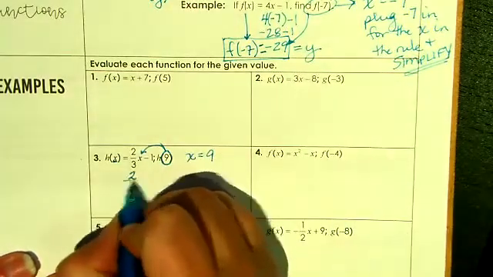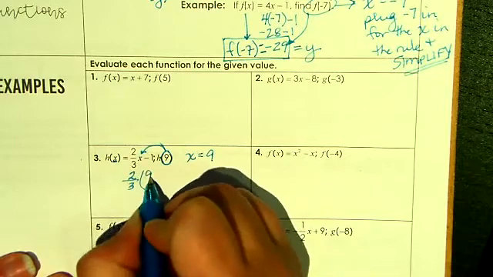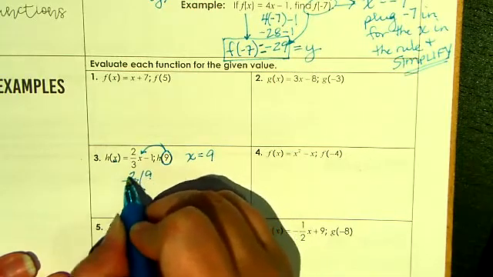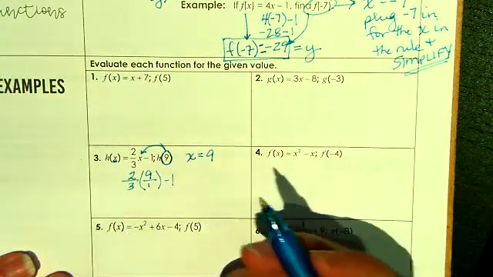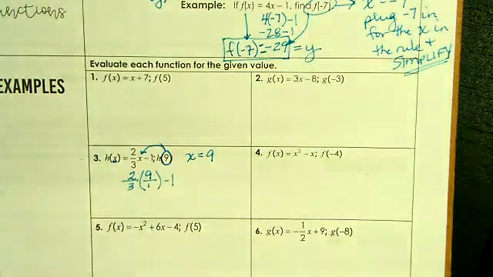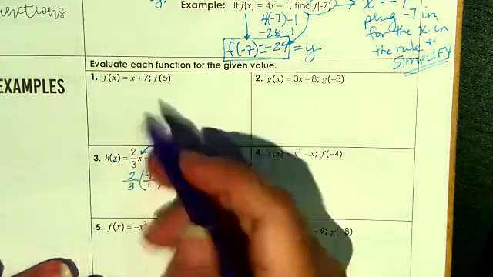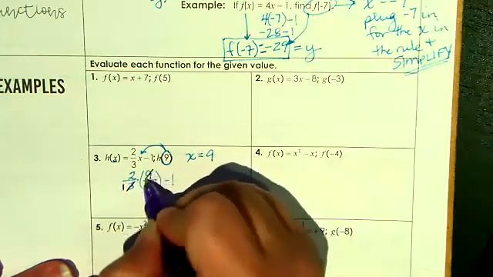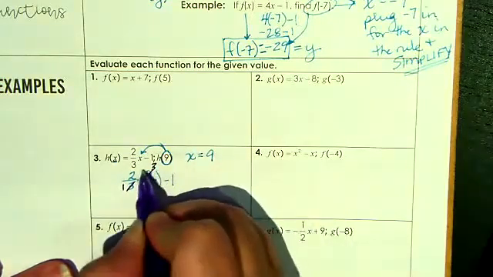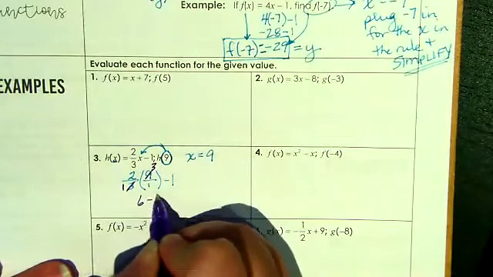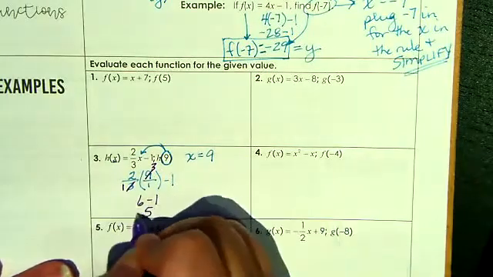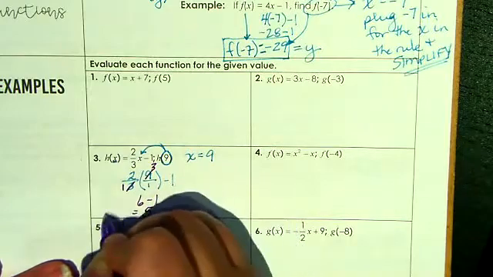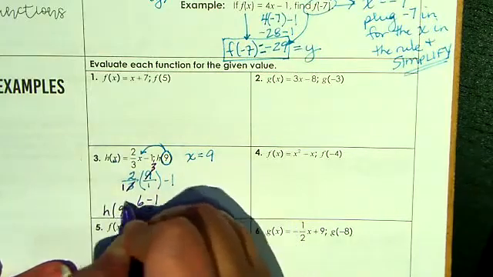So now I'm going to have 2/3 times 9. And I'm going to make that into a fraction because this is a fraction. Minus 1. So now I'm going to simplify. If I can simplify, simplify. So here we go. 3 goes into 3 one time, 3 goes into 9 3 times, and now we multiply straight across. 2 times 3 is 6, minus 1 is 5. So 5 is equal to h of 9.